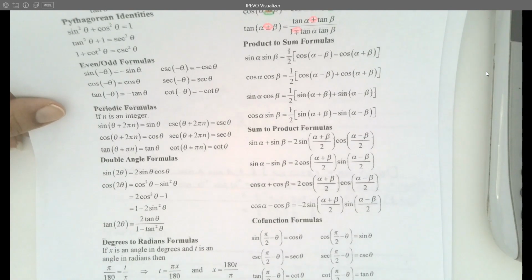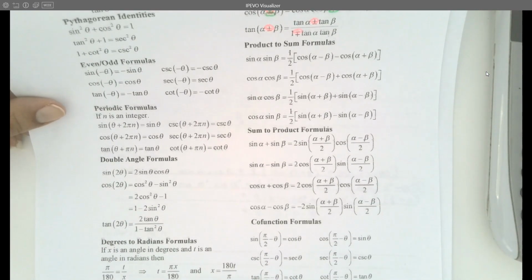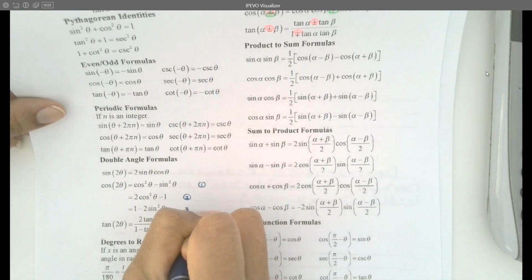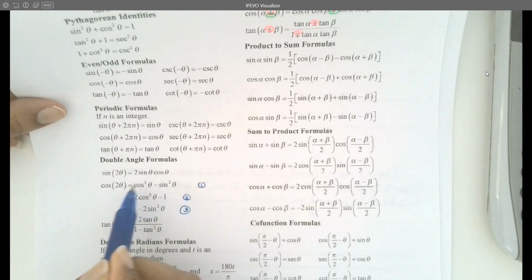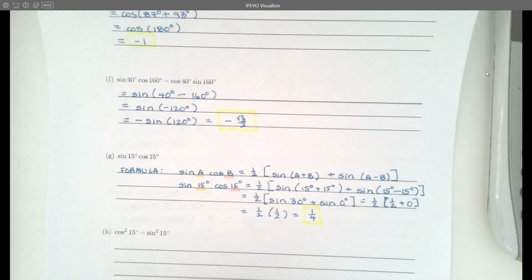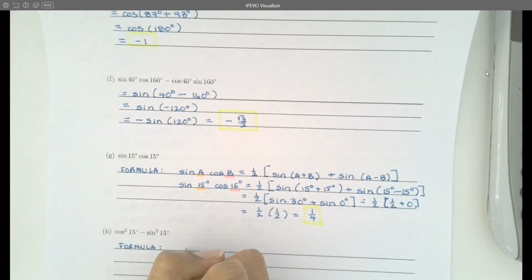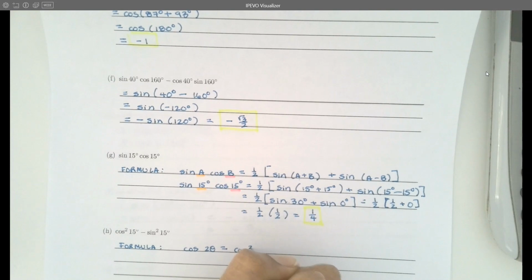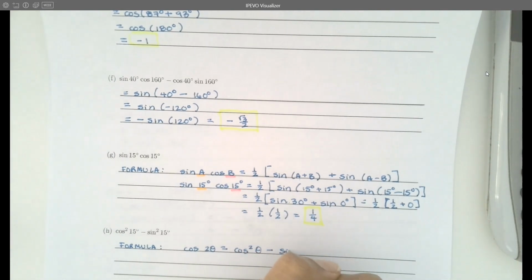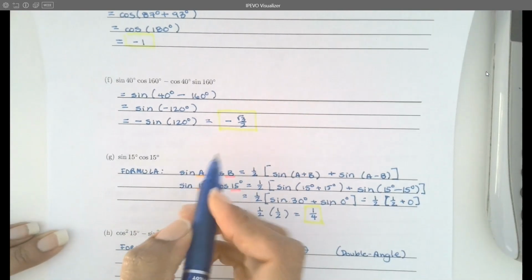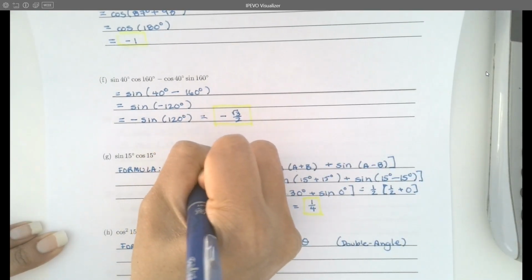Okay. So cosine of 2 theta has 3 different applicable formulas. This is the first one, here's the second, and here's the third. But the one that we're going to focus on is the cosine squared minus sine squared. So let me write down the formula. We have cosine of 2 theta is equal to cosine squared theta minus sine squared theta. And I'll just write here, this is a double angle formula. I didn't write it for this one, but I'll write it now. This was a product to sum.